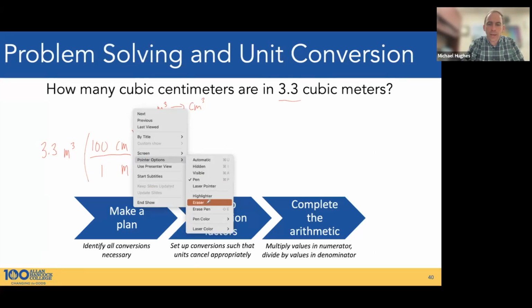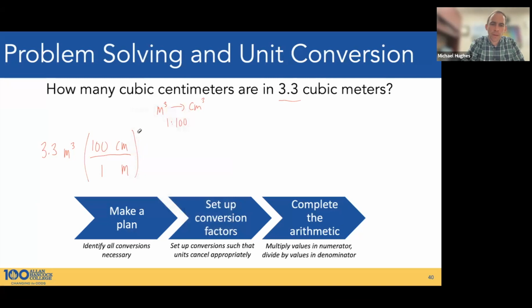When we cube everything, 100 cubed, and check your calculator, is 1,000,000, 10 to the 6 cubic centimeters. 1 cubed is 1 over 1 meter cubed. So that's how we would propagate it. And now we take 3.3 times 1,000,000, and we get 3.3 times 10 to the 6. Cubic meters cancel with cubic meters. Cubic centimeters comes out.